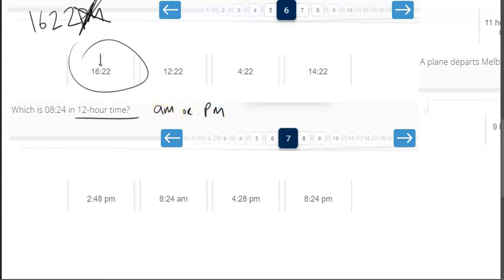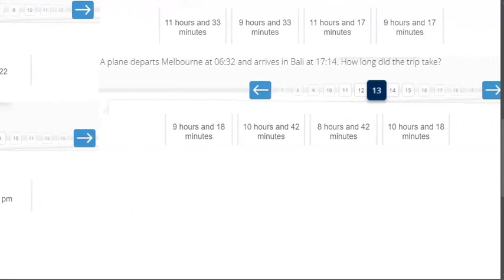Ante-meridium or post-meridium. 08:24, well, that is just essentially the same 08:24 because we know we're talking about in the morning, and we just add the little AM. So in that case, this is our answer. So a lot of the questions that you'll see within Essential Assessment follow this format. Tell me if it's in either the afternoon or if it's in the morning, and convert to either 12 or 24-hour time accordingly.